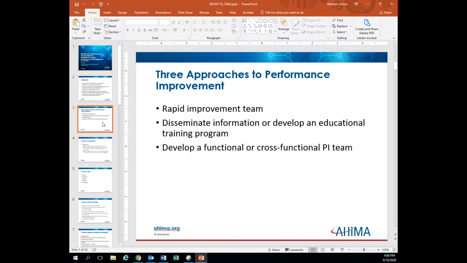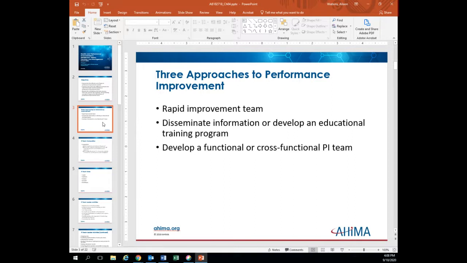Another approach would be the functional, or what we call cross-functional, and this is where you involve more than one department. A lot of the processes that we do in facilities affect more than one department. So when you form these performance improvement teams, it needs to take into consideration who all it will affect, all the departments that could be affected, even the customers that could be affected. And in a hospital situation, that would be the patients that could be affected.